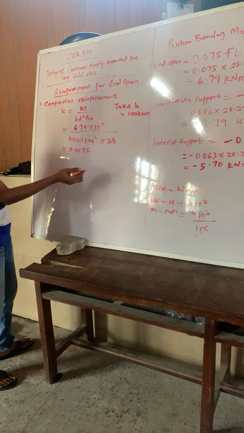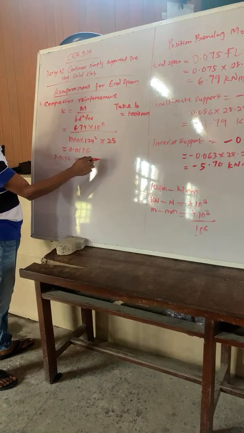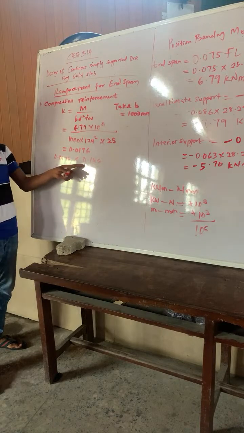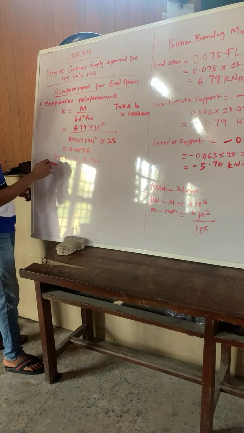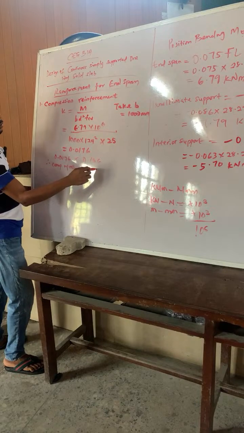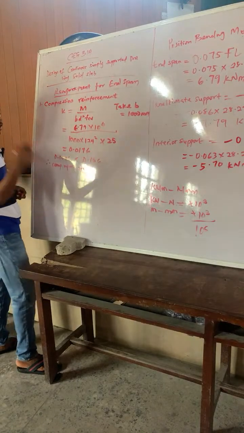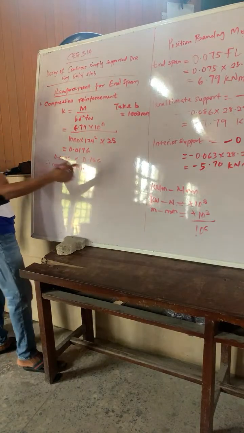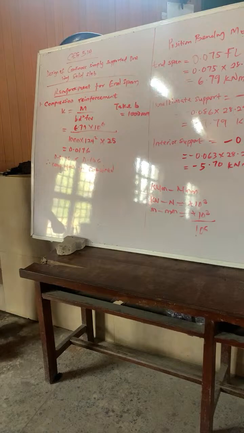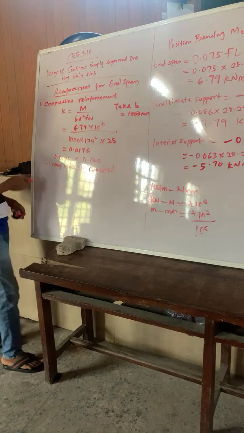We get 0.0176, which is less than 0.156. Therefore, compression reinforcement is not required. Now we start calculating for our tension reinforcement. Otherwise we would recalculate for compression reinforcement again. It doesn't happen in slab. It happens in rectangular solid beam. That's the only place I've seen it so far.